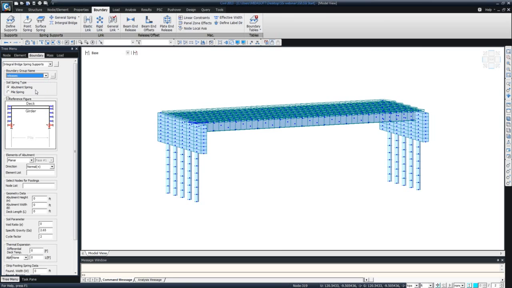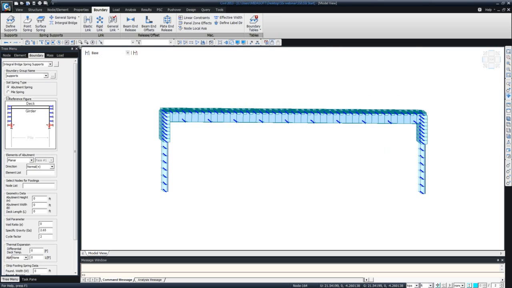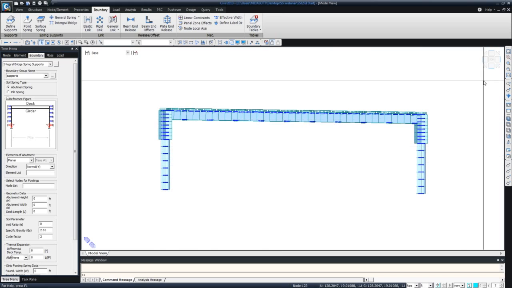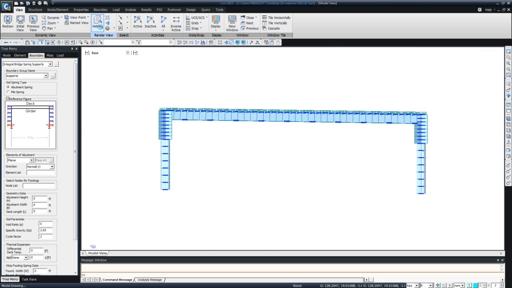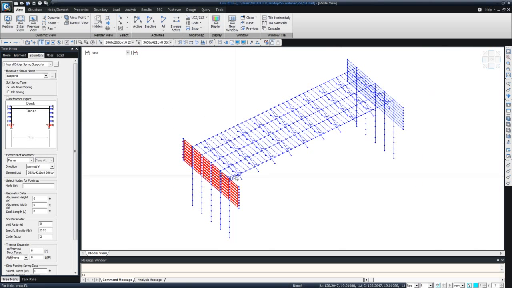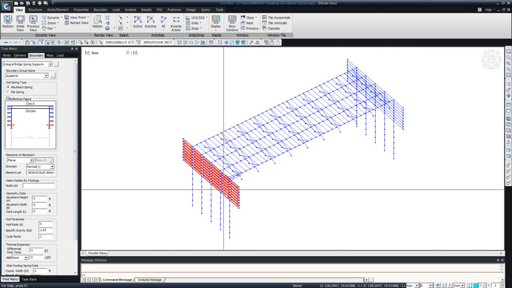I will select the boundary group name as supports, and I'll go to abutment spring, and I will select the elements. So I'm going to select the left abutment first. To select the left abutment, I have many options in Midas Civil. So what I'm going to do is I'm just going to click on this button, which is select single. And before actually I select from the 3D view, what I can do is I can change the view to 2D, which looks like this, and then I can easily select these abutment elements.